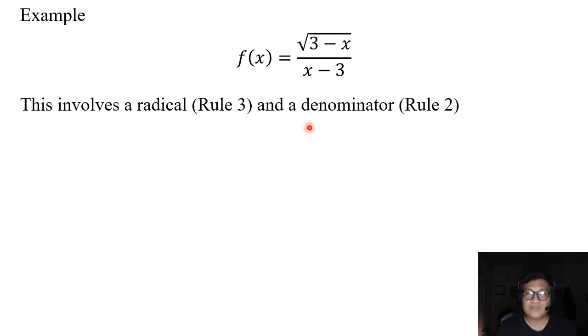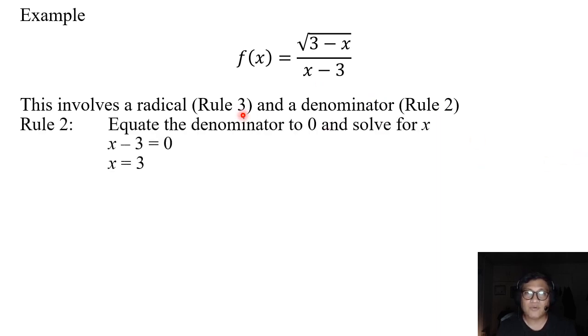So this involves a radical, which is rule number 3, and a denominator, which will be rule number 2. So you can solve for the numerator to find the value of your x that will make the domains. Then you can also use rule number 2 for the denominator to identify which values of your x will not be part of the domain. So that will be our solution, class.